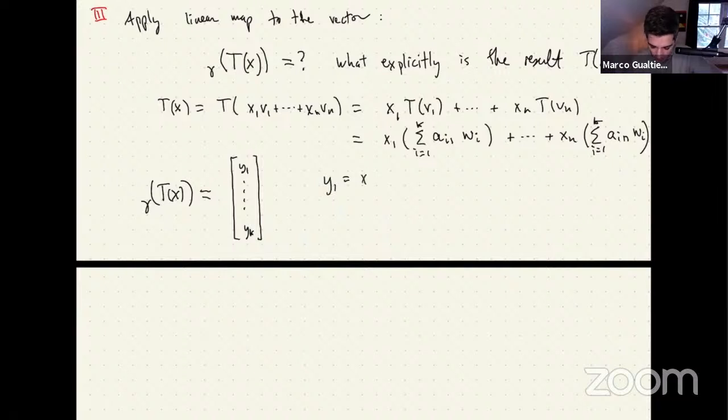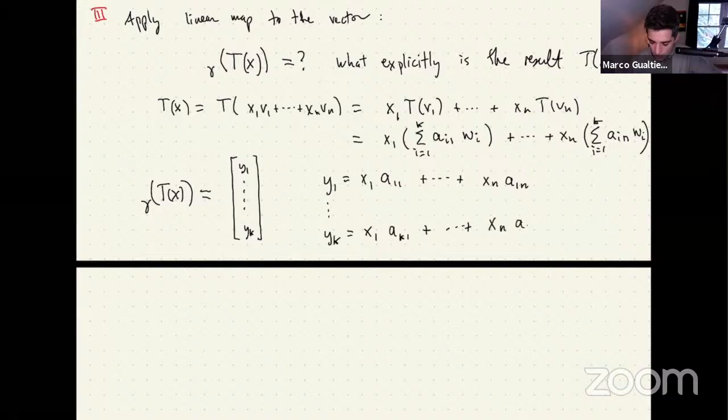So what am I going to get? I'm going to get x1 times A11. That's the only contribution from the first. And then each term will just have a W1 contribution. So I go all the way to xn A1n. And then you continue down there, yk is equal to x1 times AK1 all the way to xn AKN.